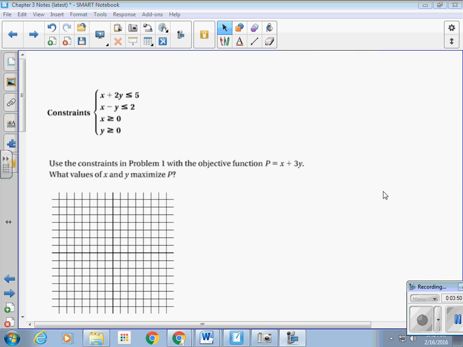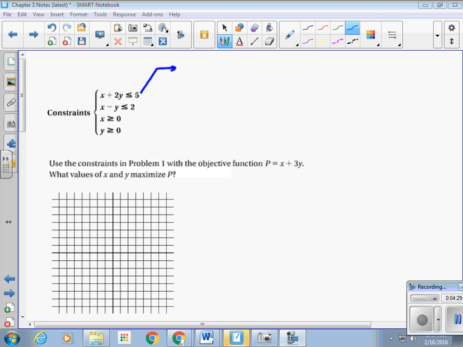Okay, so we're going to write down these constraints, and right now we're just doing the basic problem. So this is the basic problem without any contextual information. So we're just thrown some linear constraints, and we're asked, our objective function is p equals x plus 3y. What values of x and y maximize p? So the first thing we're going to do is graph each of these constraints. And I prefer to have everything in y equals.